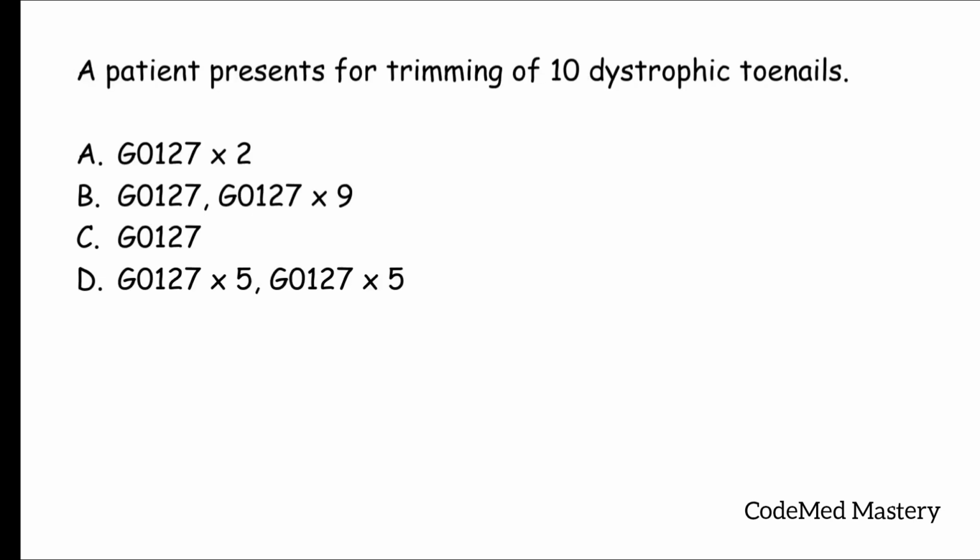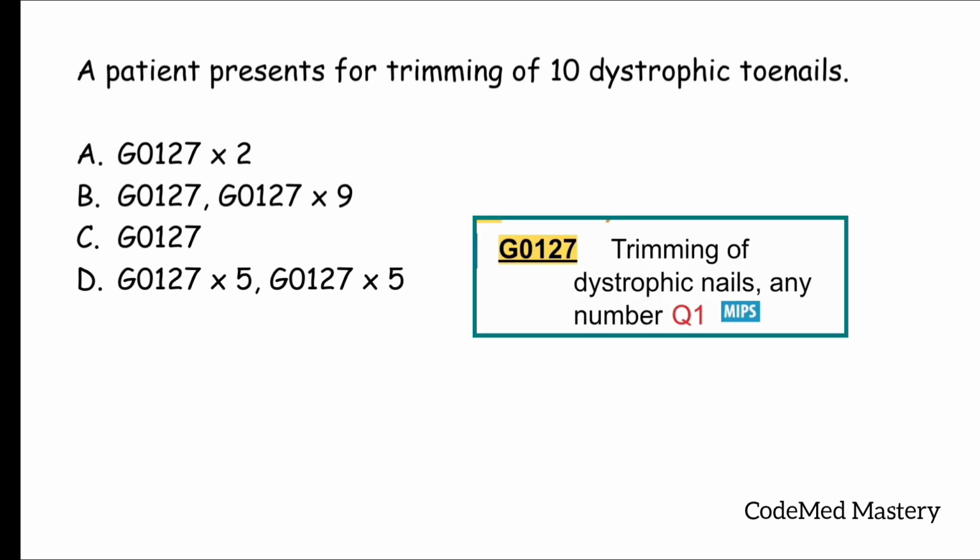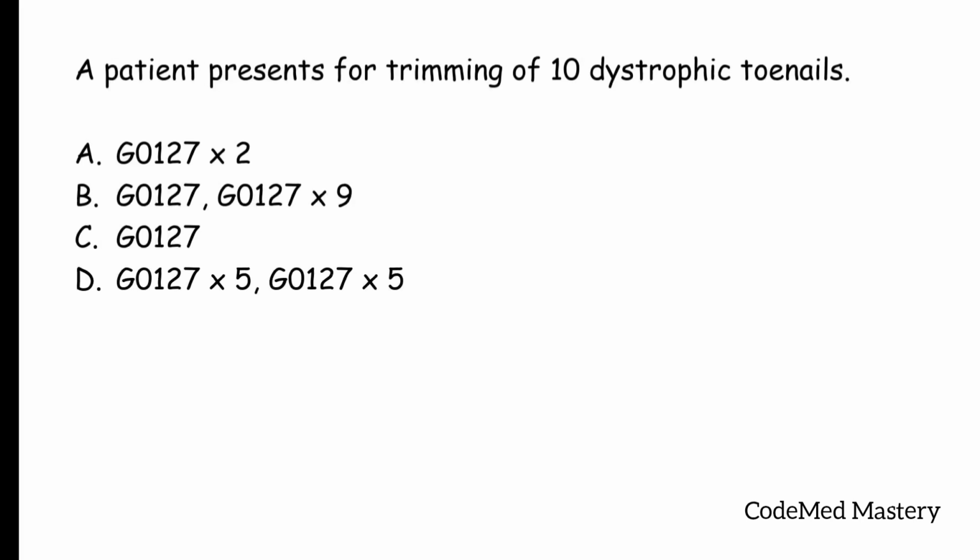Next question. A patient presents for trimming of 10 dystrophic toenails. So we have to choose the appropriate code. Let us check the HCPCS code G0127. G0127 is for trimming of dystrophic nails, any number.